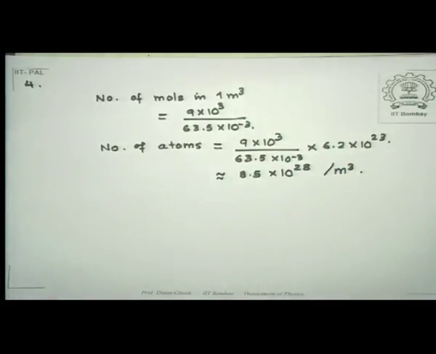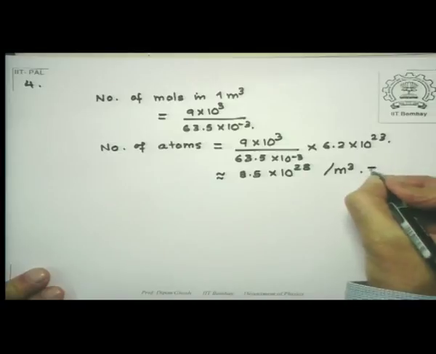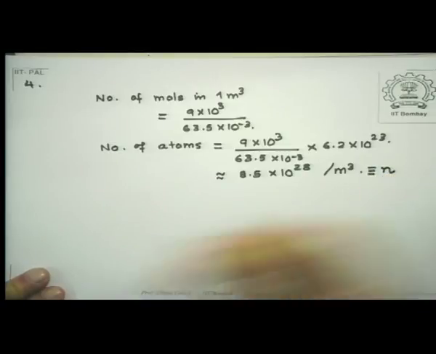And since I have said each atom has one electron contributing to the free electron gas, this is also the number of electrons n. So this is also identical to the n that we have talked about.